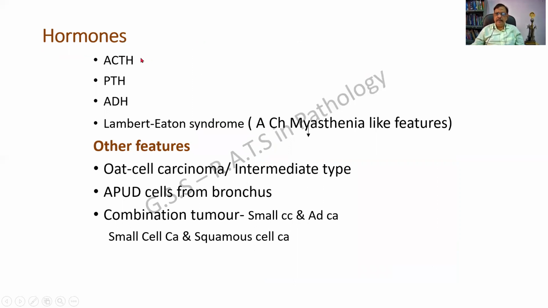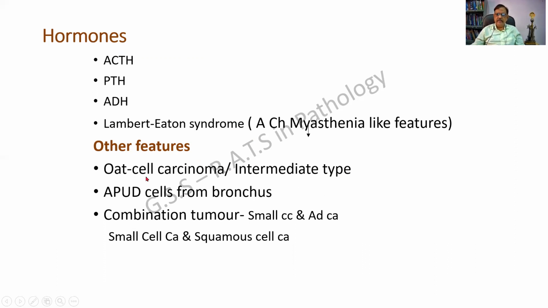Certain hormones can be produced by the tumors. One is ACTH, parathormone, ADH, antidiuretic hormone. And there is also a syndrome called the Lambert-Eaton syndrome, which has got a myasthenia gravis-like feature. These are some of the features that can be seen in a small cell carcinoma. And these are the subtypes that I had mentioned, the oat cell carcinoma and the intermediate type.